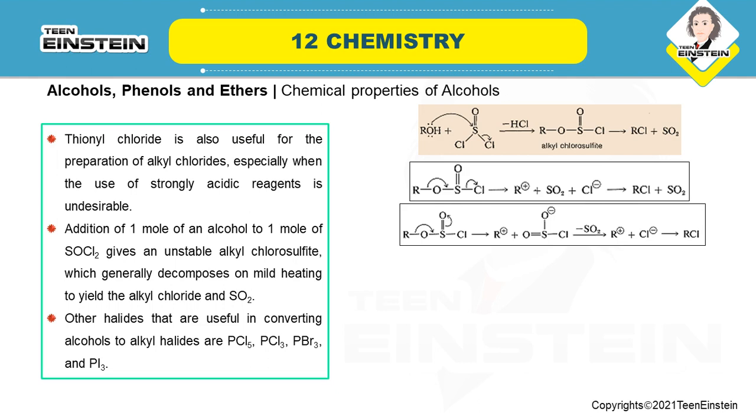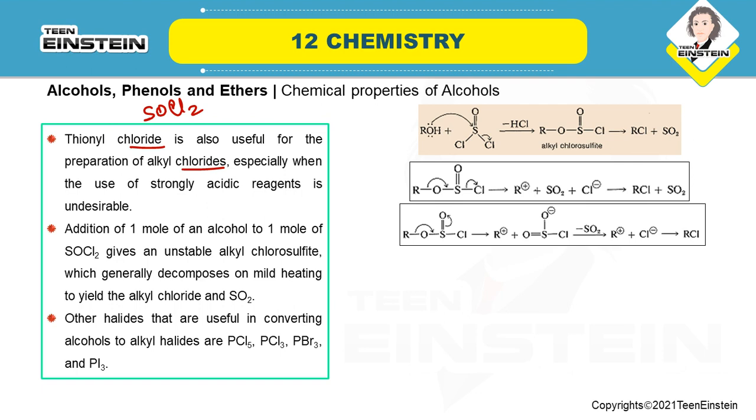Now, we have seen the use of HX. What about the other reagents? Thionyl chloride. Thionyl chloride is also useful for the preparation of alkyl chloride. See, we have not written alkyl halide, it is alkyl chloride, because you are using SOCl2, so obviously the halogen is Cl, it is not alkyl bromide or iodide.